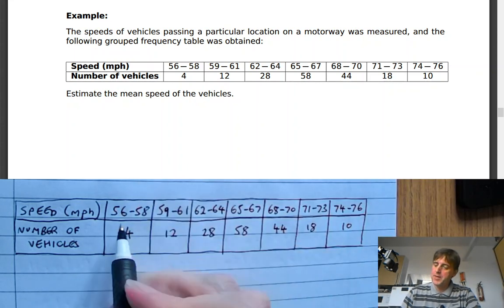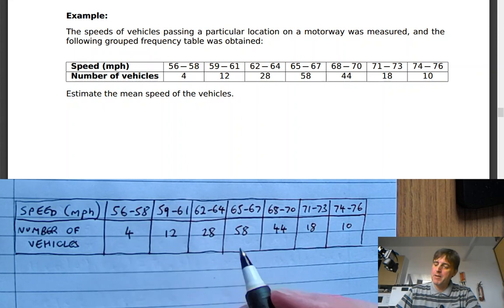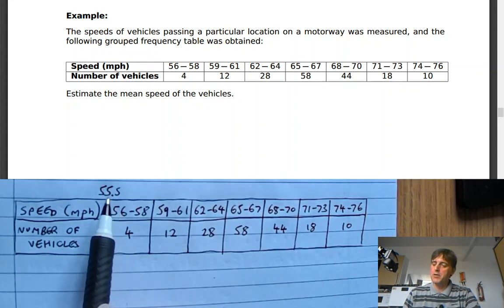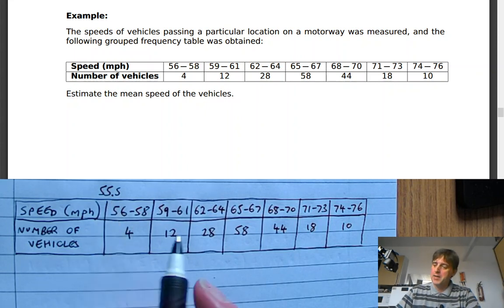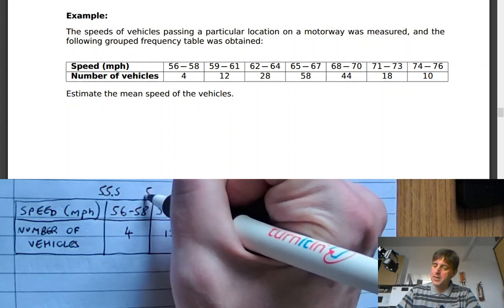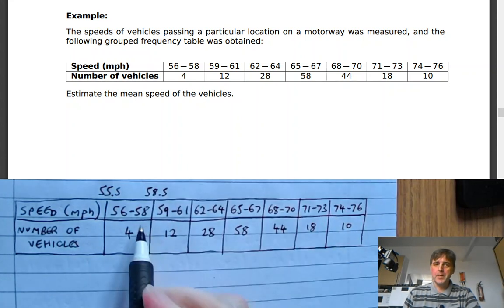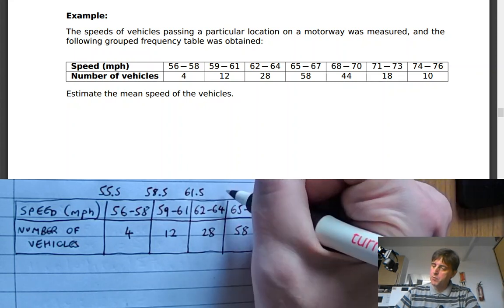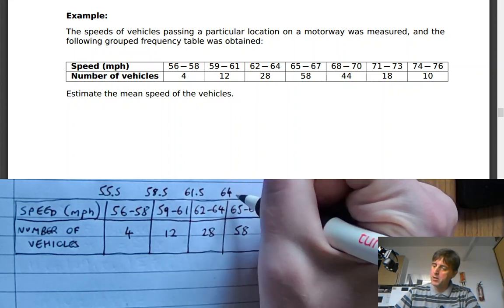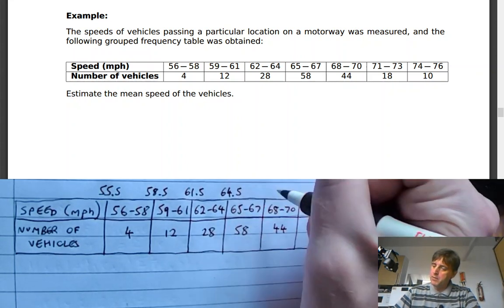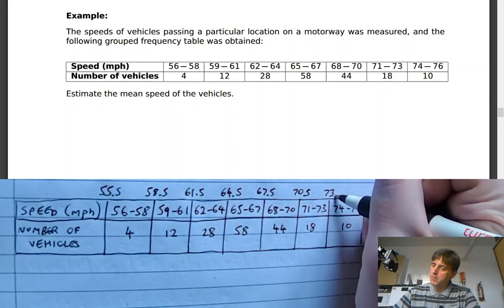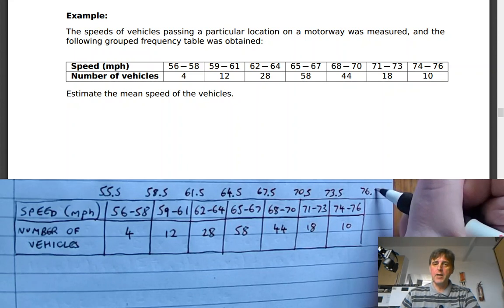So the 56 to 58, because this number 56 is a rounded number, it actually means that any value which is greater than 55.5 might round to the 56 here. And then the upper class boundary here would be 58.5. Yeah, so hopefully you remember that from previous work we've done. And let me just fill in the other class boundaries here. So we've got all those there, right? And that's 70.5, 73.5, and then the one up here, 76.5.